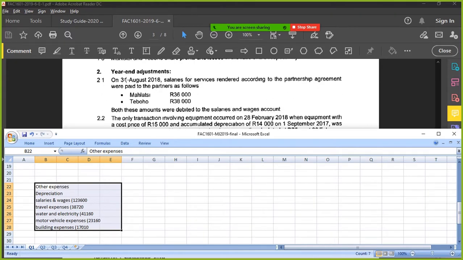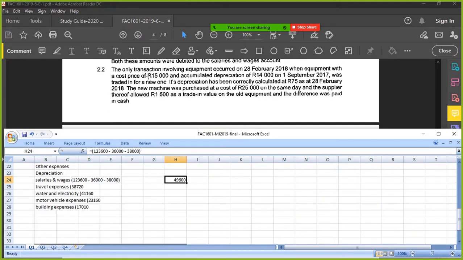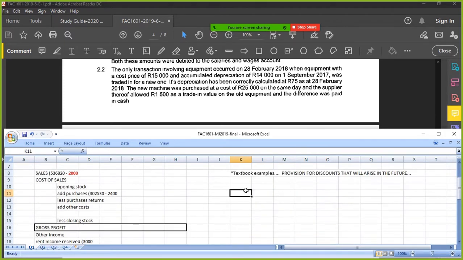Okay, year-end adjustment. On the 31st of August, for services rendered according to the partnership agreement, amounts were paid to the partners as follows. Both these amounts were debited to the salaries and wages account. Should you show salaries and wages for partners? No. You have to show that taken out. Does that make sense? Yes. Okay, there's your disclosure for salaries and wages, nice and simple. Point number 2: the only transaction involving equipment incurred on that date was for the cost. This is going to be a big, long calculation.